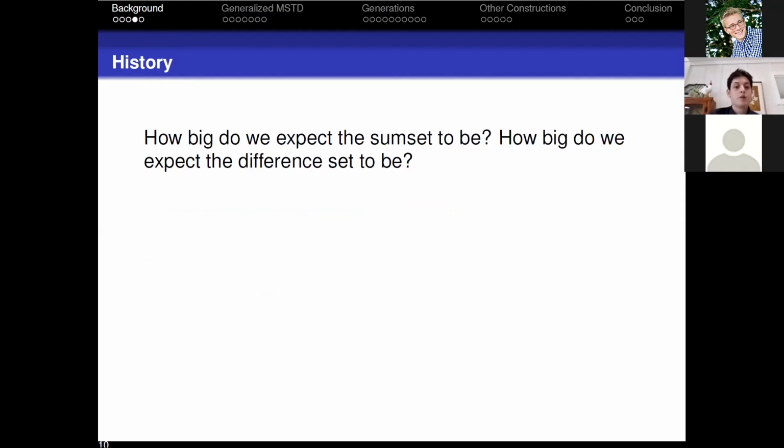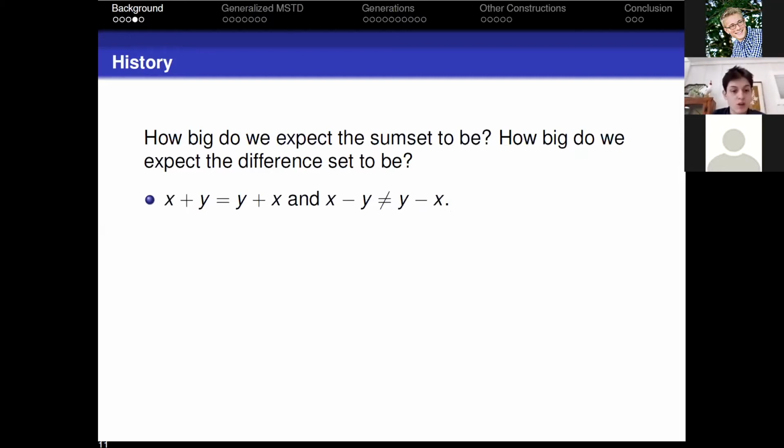So how big do we expect the sum set to be? How big do we expect the difference set to be? So generally the difference set will be larger. And this just comes down to the general heuristic that addition is commutative while subtraction is not. You can get one thing by summing together x and y, but you can get two different things, x minus y and y minus x, by taking their difference.